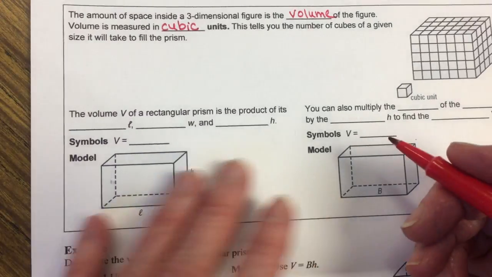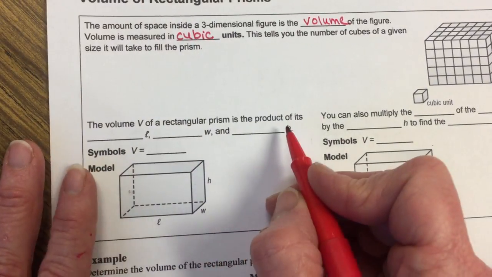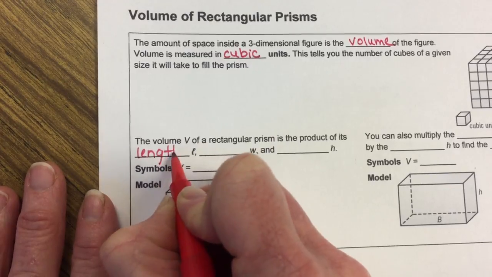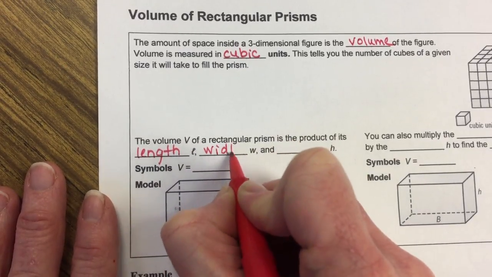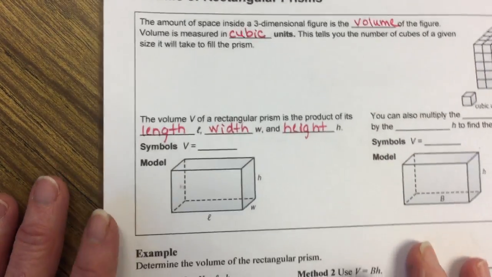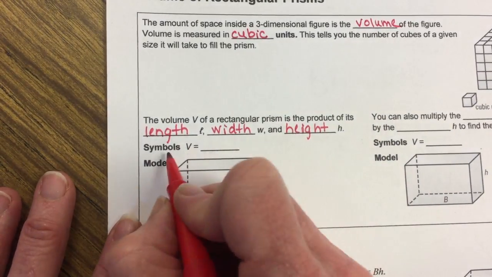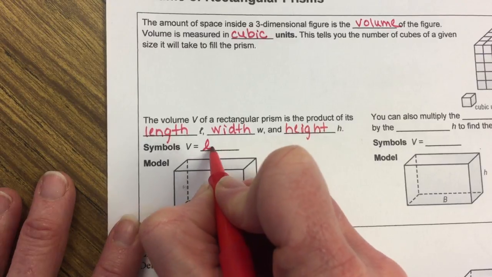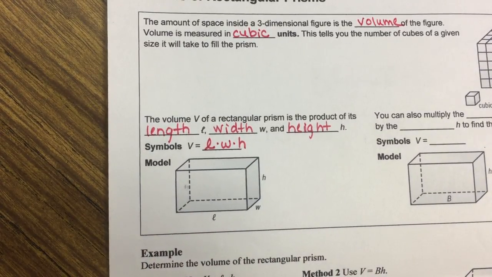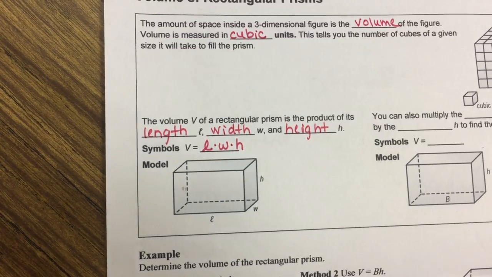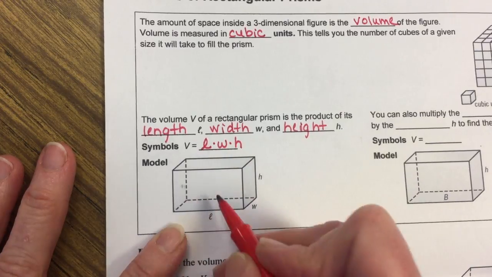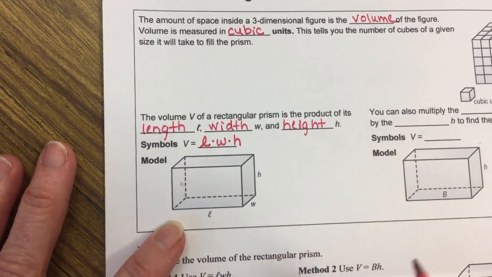So the volume of a rectangular prism is the product of its length, width, and height. And you've probably seen this before. You may have looked at it as volume is equal to length times width times height. If you use the abbreviations, it's L times W times H. So if you want to figure out how many cubes fill up the inside of this, you would multiply the length times the width times the height.